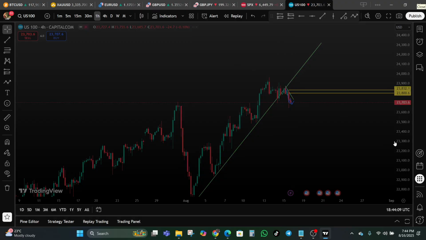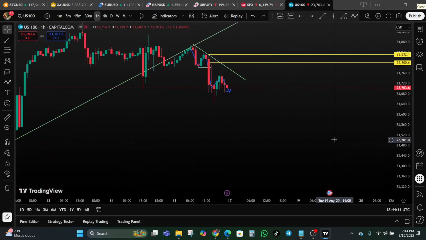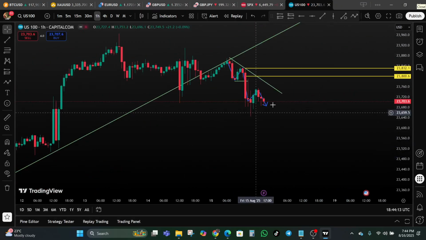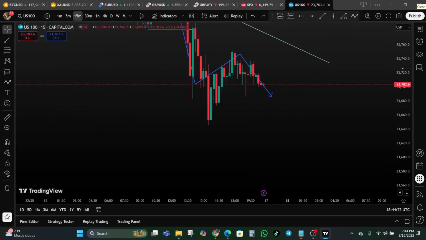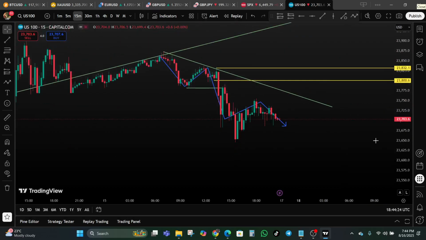So perhaps on the 1 hour chart, we can just look for any bearish break of structure. Okay, we had a bearish break of structure around here. Can you see that? So now if you have a confirmation on the higher time frame, then you can of course look for your entries on the lower time frame.